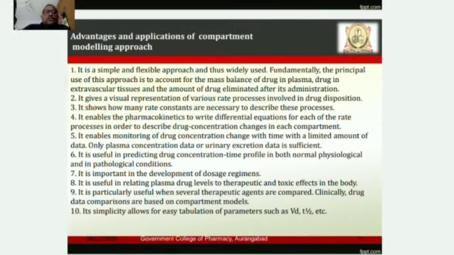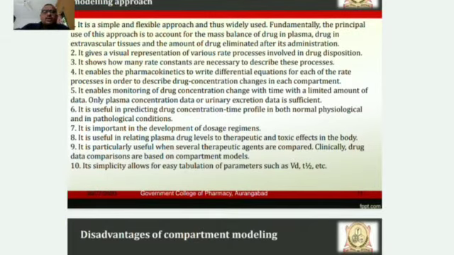Next, it gives a visual representation of the various rate processes involved in drug disposition. Next, it shows how many rate constants are necessary to describe the process. Next, it is useful in predicting the drug concentration-time profile in both normal physiological and pathological conditions. It is important in the development of dose regimens. This is most important, as by this model we can describe or develop the dose regimen.